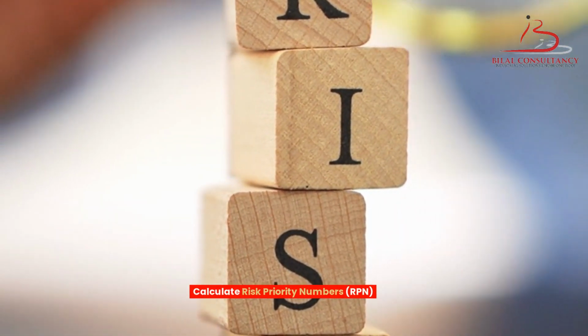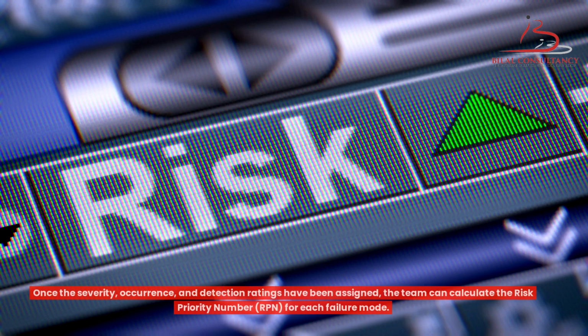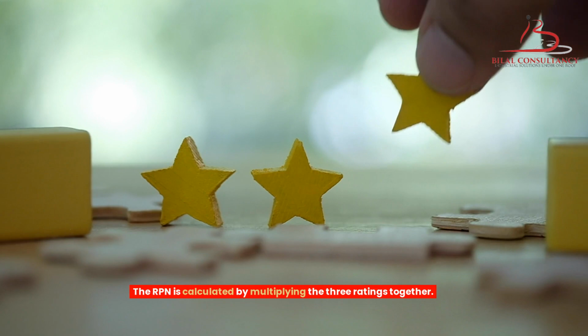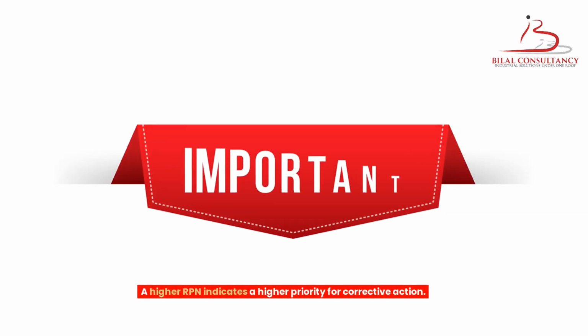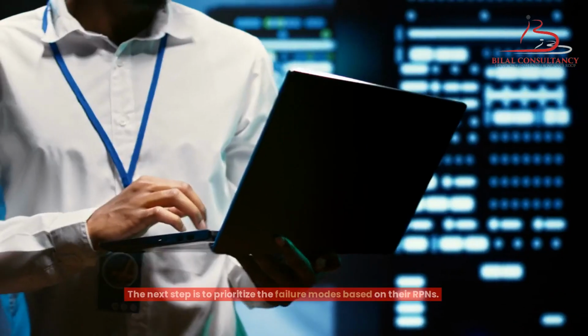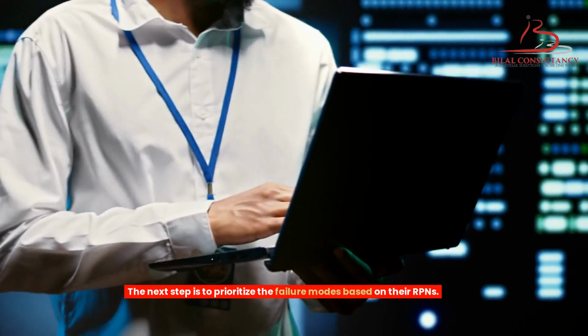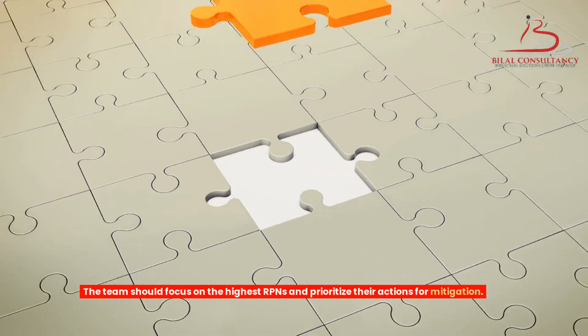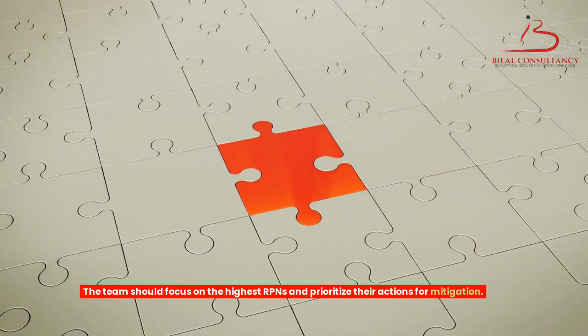Calculate risk priority numbers, RPN. Once the severity, occurrence, and detection ratings have been assigned, the team can calculate the risk priority number, RPN, for each failure mode. The RPN is calculated by multiplying the 3 ratings together. A higher RPN indicates a higher priority for corrective action. Prioritize actions. The next step is to prioritize the failure modes based on their RPNs. The team should focus on the highest RPNs and prioritize their actions for mitigation.